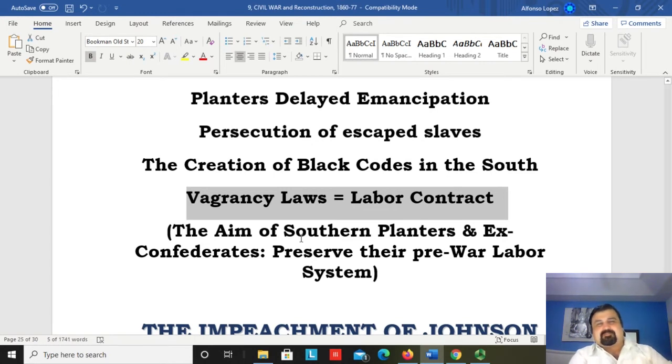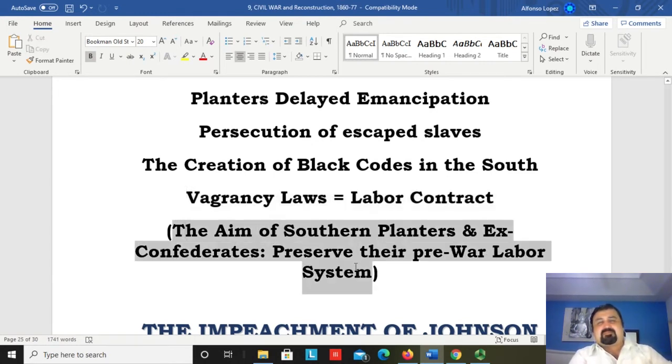So the aim is that Southern planters and ex-Confederates, through the vagrancy laws, those black codes, were attempting to preserve their pre-war labor system now in a new, more, I will say, capitalist fashion, if you will. And in capitalism, there's contracts, there's wage labor, and so on.